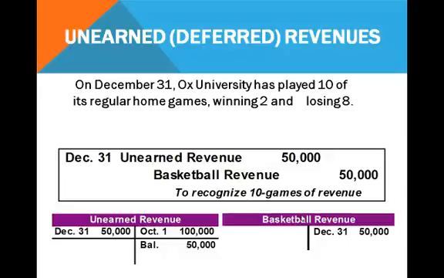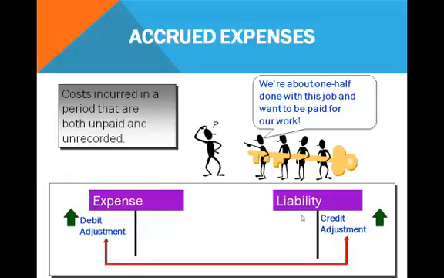Now, let's change the subject and look at adjustments for accrued expenses. Remember, there are 4 types of adjustments, and this is the third one. An accrued expense is defined as a cost incurred in the current period that is both unpaid and unrecorded. When you use your credit card, often you don't record the transaction until you pay your monthly invoice, even though you've already incurred the cost. For all accrued expense adjusting entries, we debit or increase an expense account because we're recognizing that expense. And we credit or increase a liability account because we're recognizing, hey, we're going to have to pay this at some time in the next period.